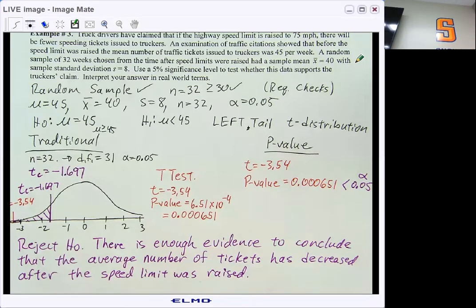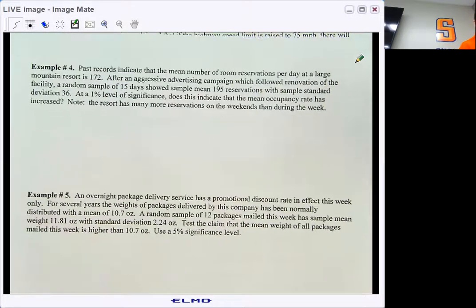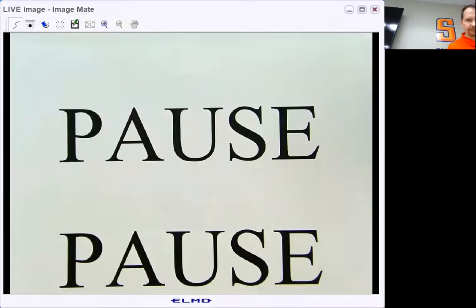So let me do one more example with you before we turn you loose. So let's take a look at example 4 from the next page. Okay, I'm going to have you read it and then decide whether we can use this, and we'll pick up there in just 1 minute.